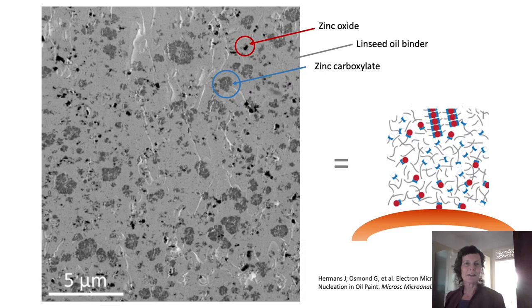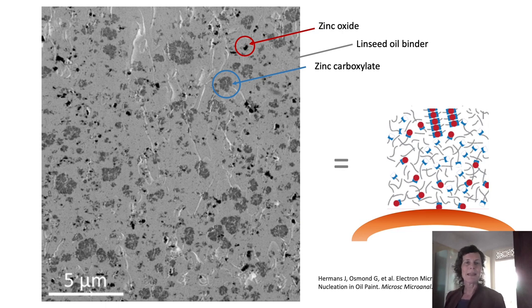Reducing the magnification a little, the image shown here captures a very early stage of zinc soap formation in a model zinc white oil paint. Linseed oil, zinc oxide and a small amount of water were mixed, applied to a glass slide and allowed to air dry at room temperature for 7 weeks.